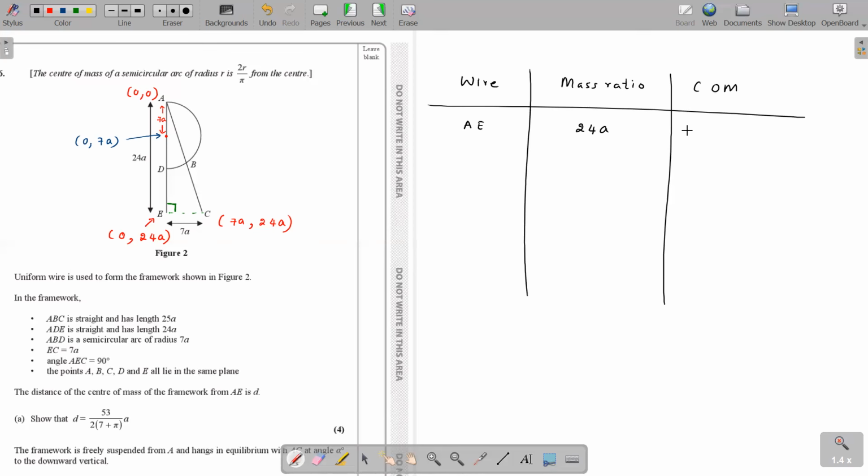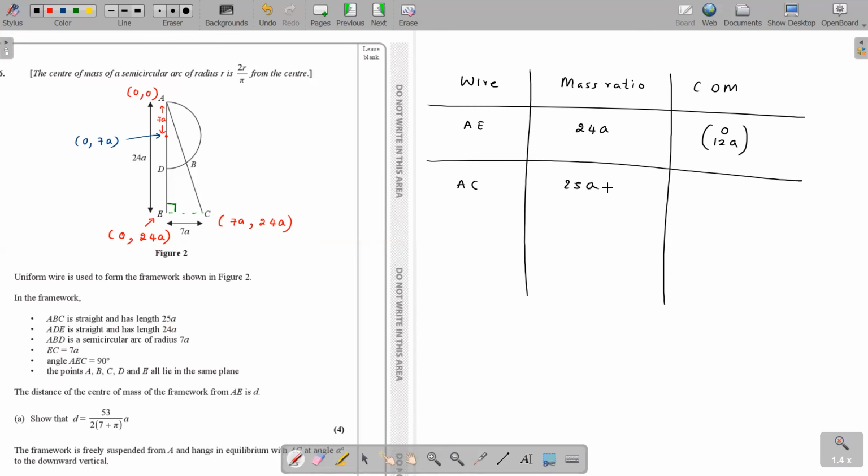And then center of mass of the wire is in the middle of it, right? So what's the middle of 0, 0 and 0, 24A? 0, 12A, because you can add and divide by 2 the two coordinates. x coordinate is 0, y coordinate is 12A. Agreed? Add and divide by 2. Okay, next let's take the wire AC. In the AC wire, what is the length? The length is given as 25, right? ABC is straight and it has length 25A.